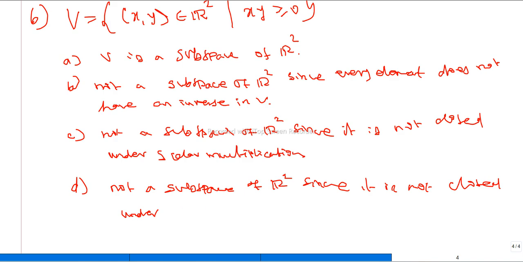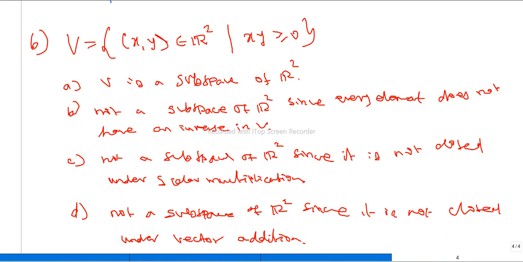Vector addition, okay, actually. So what is the reason, and which one is the correct answer? Already we know that every subspace in R2 is nothing but a line passing through origin. Any line passing through origin are the only subspace in R2. Okay, that is a simple thing. But this is not a line.